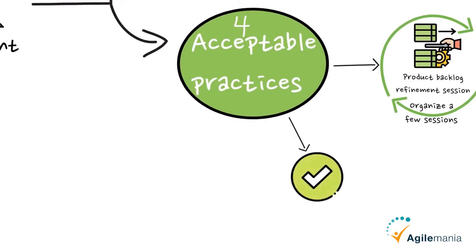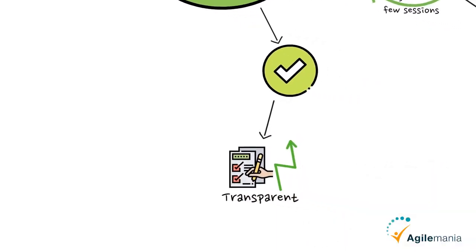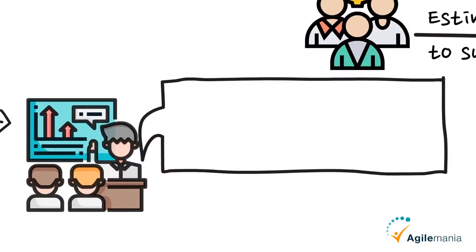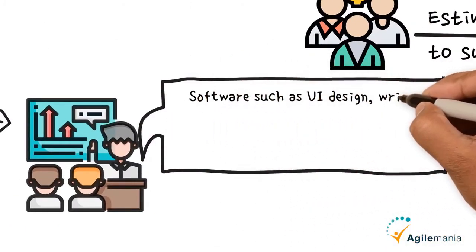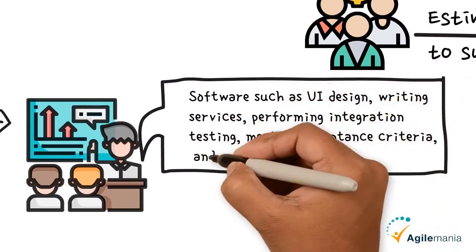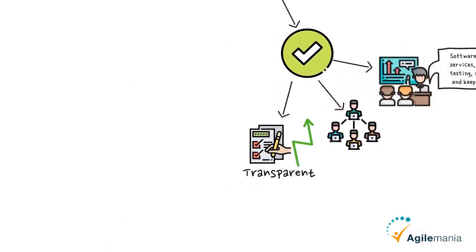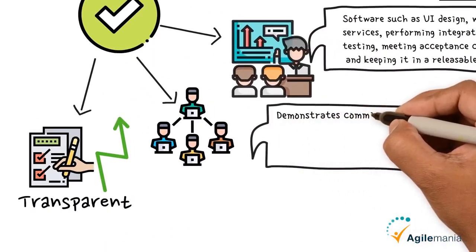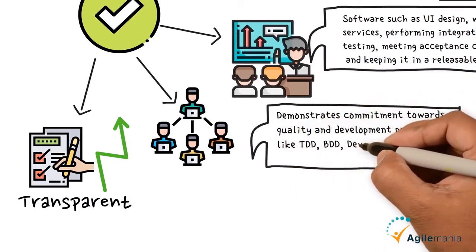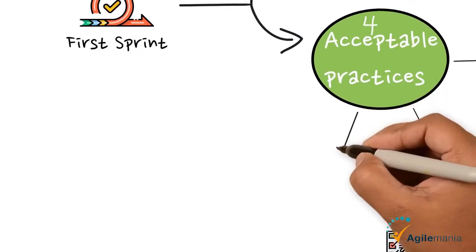Second, the definition of done. A checklist to make the increment transparent. A definition of done may consist of all the work that the team is planning to do to produce software, such as UI design, writing services, performing integration testing, meeting acceptance criteria, and keeping it in a releasable state. The definition of done also consists of work that demonstrates commitment towards quality and development practices like TDD, BDD, DevOps, refactoring, and code quality, etc.